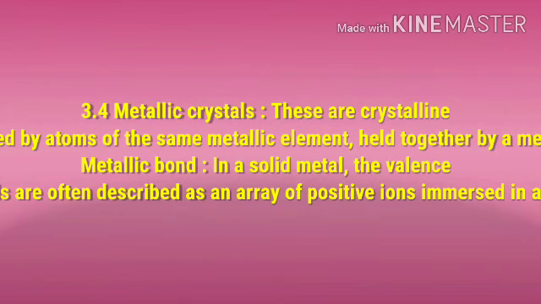These are crystalline solids formed by atoms of the same metallic elements held together by a metallic bond. Metallic bond: in a solid metal, the valence electrons are delocalized over the entire crystal, leaving behind positively charged metal ions. Therefore, metal crystals are often described as an array of positive ions immersed in a sea of mobile electrons. The attractive interaction between cations and mobile electrons constitutes the metallic bonds.